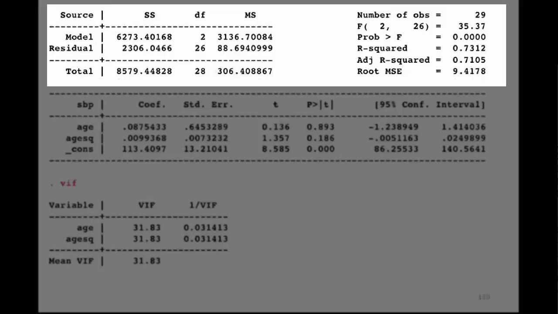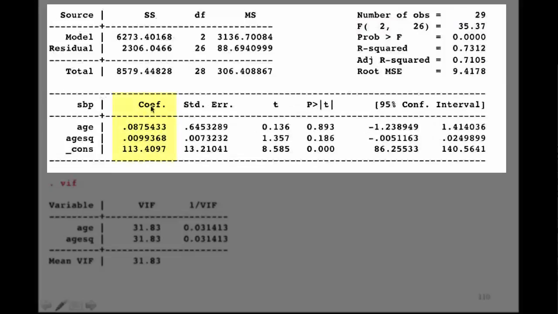Again, the computation of f is the mean square for the model over the mean square for residual. If you do that, 3136 divided by 88 gives you an f of 35.37 compared to an f distribution with 2 and 26 degrees of freedom. The p-value is less than 0.0001. Notice this is an f with 2 and something degrees of freedom, so there is no corresponding t. The only time you have a corresponding t is when you have an f with 1 and some number of degrees of freedom.